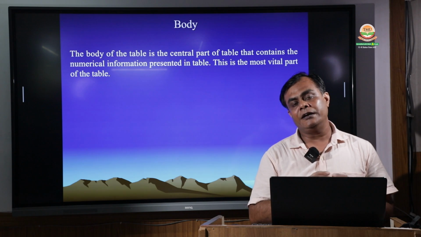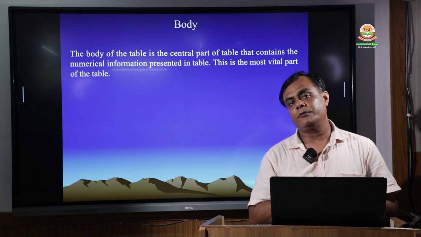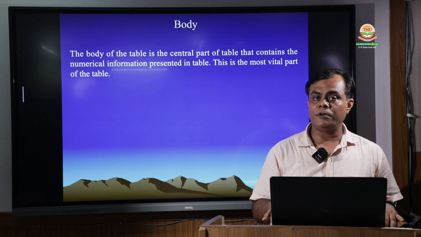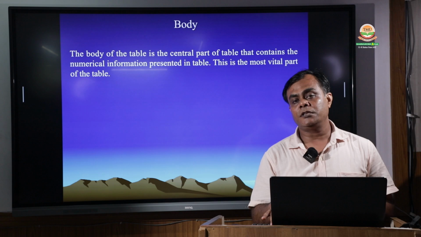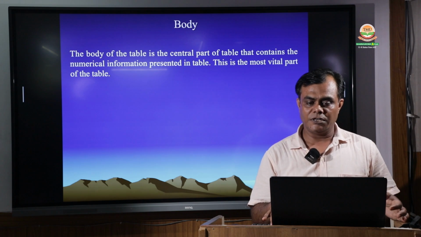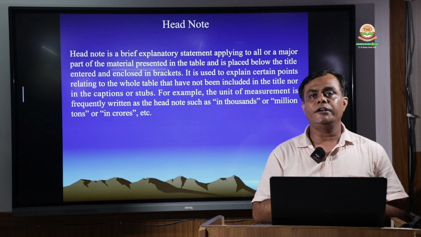So when we are designing the table, we have to give greater focus to the body of the table. The body of the table is really meaningful, and nothing else matters as much in designing the table. So the next point is on the head notes.